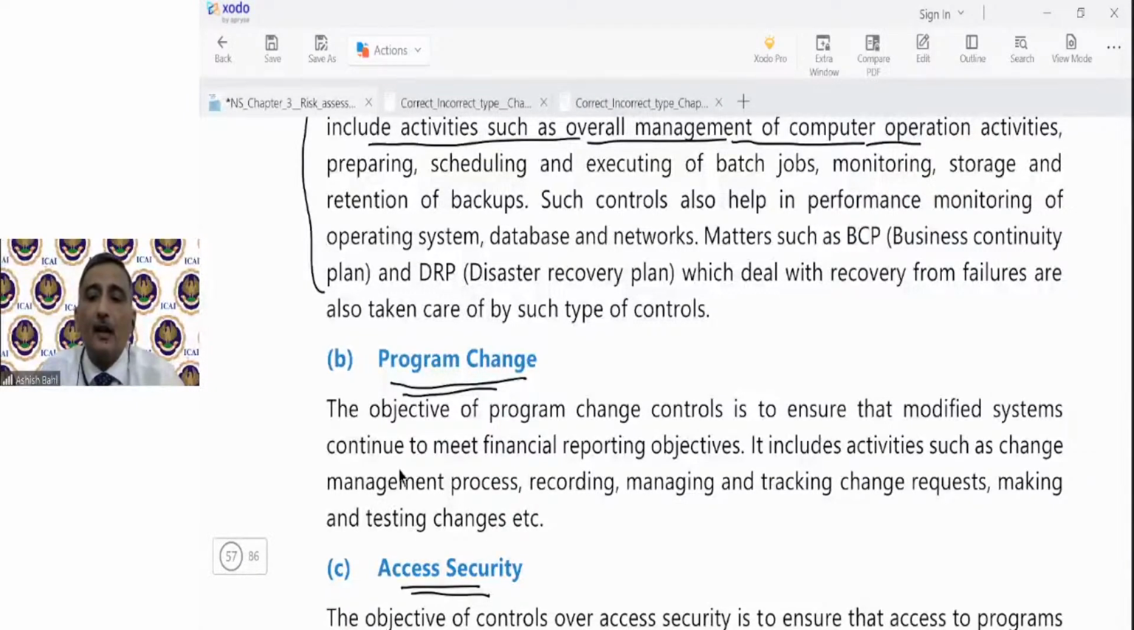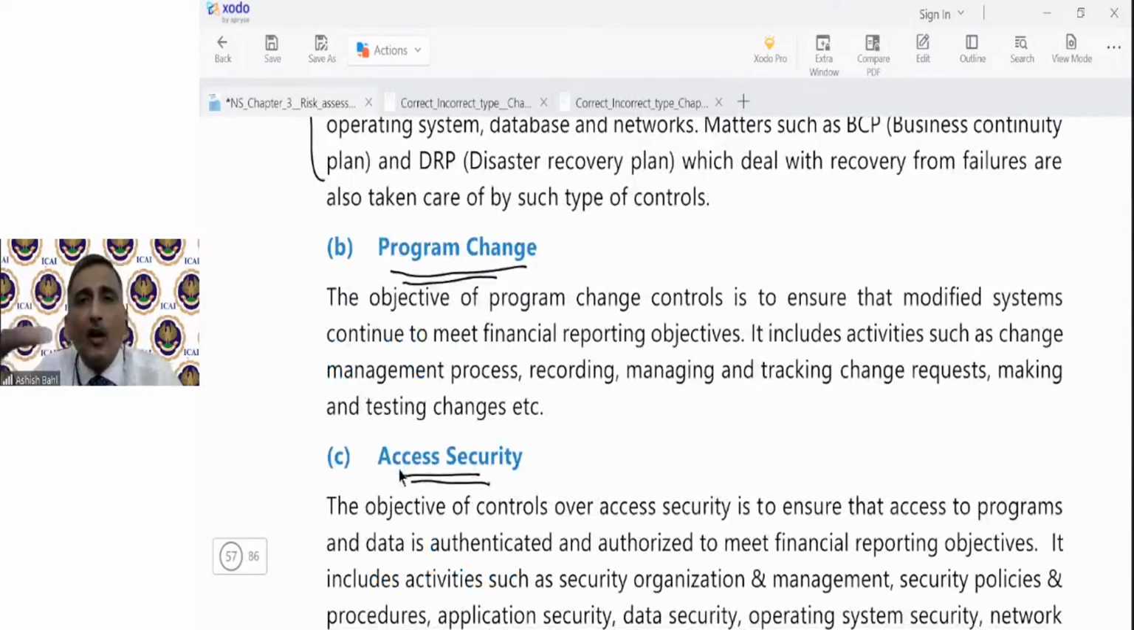And the third type of controls within the overall heading of general IT controls is access security controls. Like how a program would be accessed, how it would be ensured that no unauthorized person can access the program. So all these type of controls fall within the meaning of general IT controls.